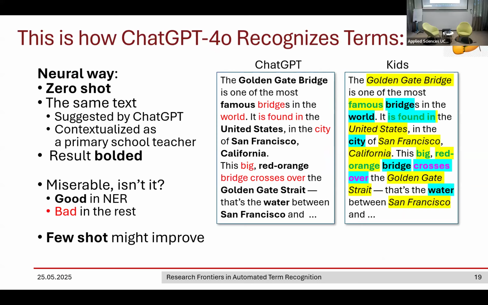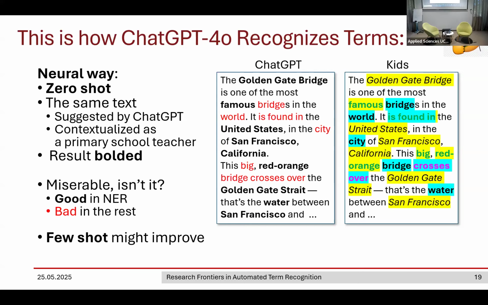I also asked ChatGPT to recognize terms in the text that it had just generated for primary school pupils. This is what kids did, as we already discussed. And this is what ChatGPT did. So it was a neural way. It was zero-shot prompting. It was the same text which had been suggested by ChatGPT, contextualized as a primary school teacher. And the result is bolded. So what can we see if we look at the result? That's, so to say, miserable compared to the kids.